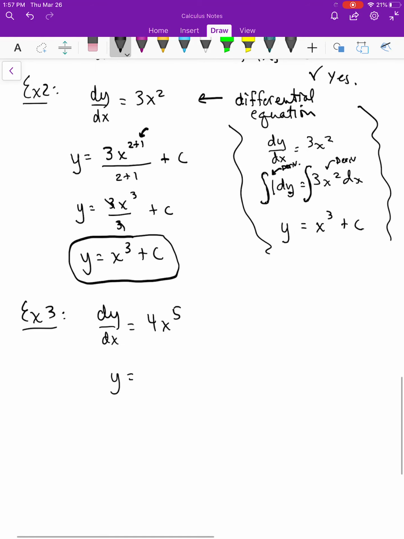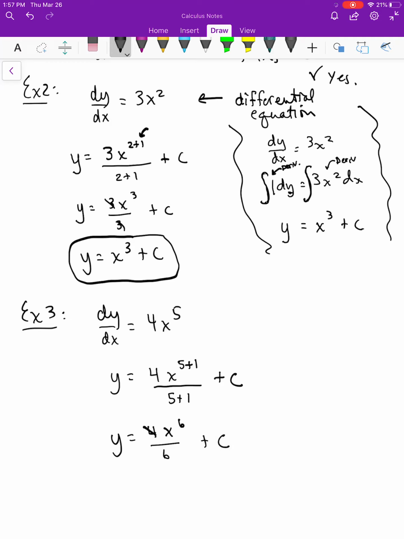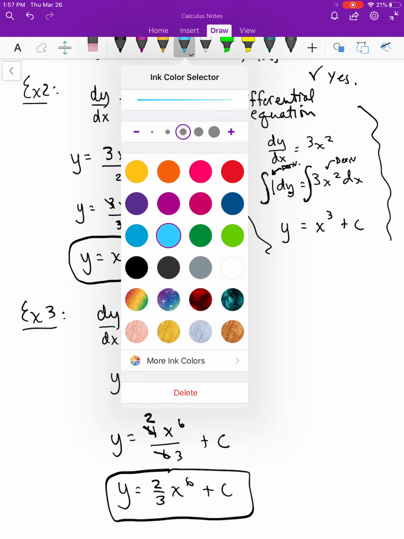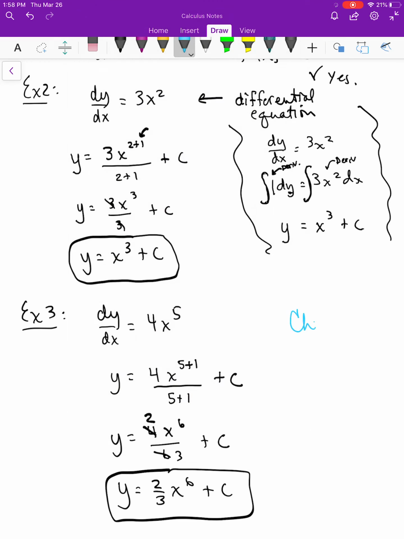So now let's do example number 3. dy dx equals 4x to the 5th. So my y, I've got my 4x to the 5th. I'm adding 1, and then I'm dividing by that 5 plus 1, and plus c. And so this gives me 4x to the 6th over 6 plus c. Well, divide by 2, divide by 2. So this gives me 2/3 x to the 6th plus c.